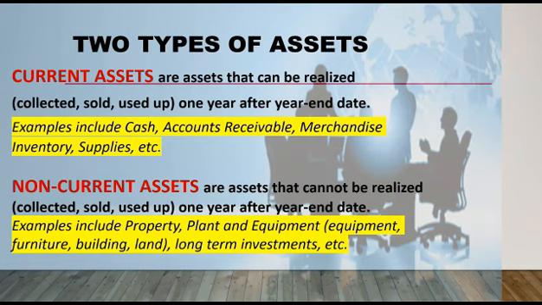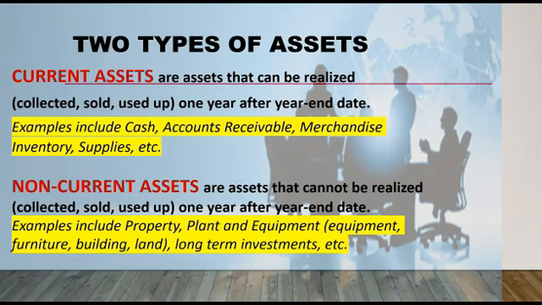I know you are familiar with cash, accounts receivable, merchandise inventory, and supplies. Remember, class, cash is the money on hand. If you plan to start a business someday, it is very important that you have cash on hand. Cash is an example of current assets. While accounts receivable, class, are the amounts due from the customers arising from credit sales or credit services. While notes receivable are the amounts due from the client supported by a promissory note.